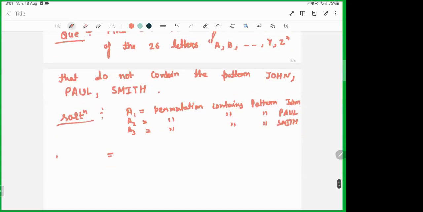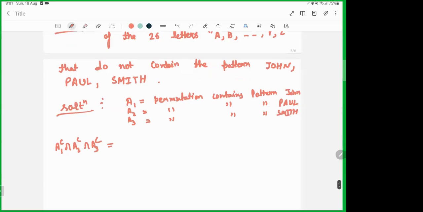So this is basically what we need to determine: A1 complement intersection A2 complement intersection A3 complement, which lies in none of the given sets. So that is the principle of inclusion exclusion. So what is that? Summation over all possible sets I, minus 1 to the power cardinality of I into cardinality of A_I. So when I is the empty set, in that case it is the full set and its cardinality is 26 factorial, all permutations on 26 symbols.